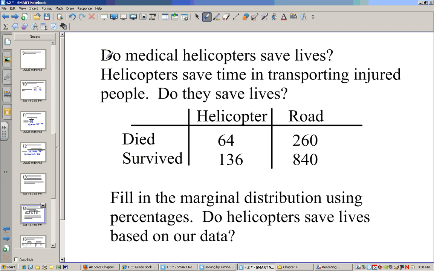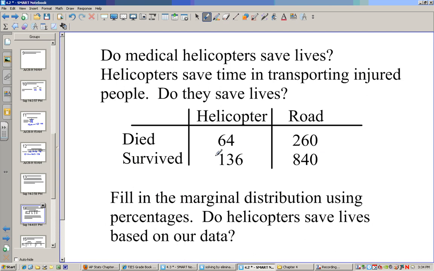Here's what we're doing. We want to see if medical helicopters save lives. So they took some data, and of this data, if someone chose to do a helicopter, they died 64 times, and they survived 136 times. While on the road, it was 260 died and 140 survived.